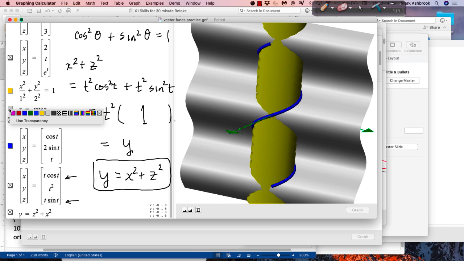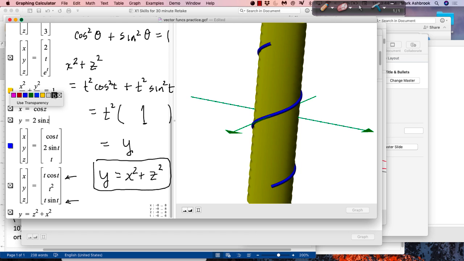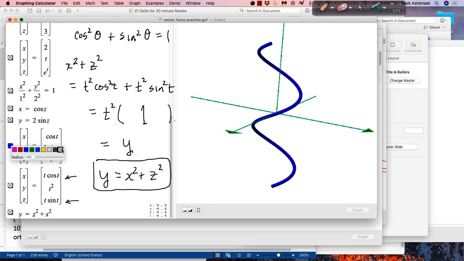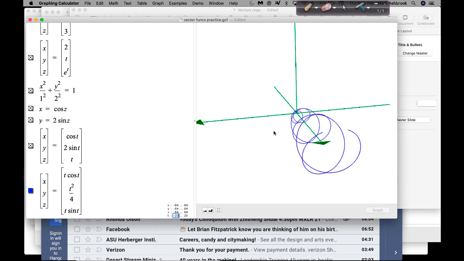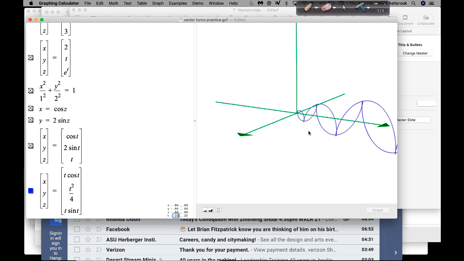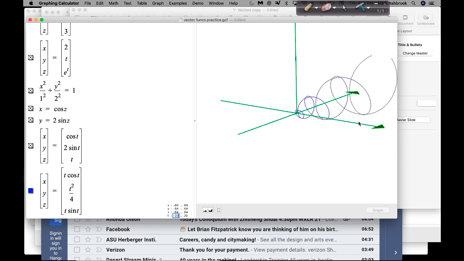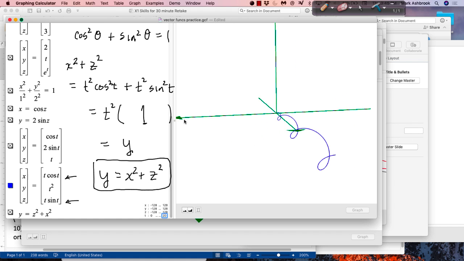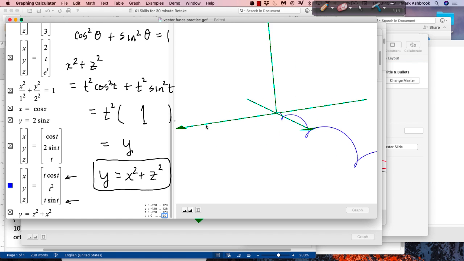Turn these off. So in doing these problems, going back and forth between surface and curve, this is an important technique. Using the Pythagorean identity to get rid of your t. So cosine squared plus sine squared goes away. Here we go. Let's see it. So it's like a corkscrew, but now this corkscrew lies on the paraboloid y equals x squared plus z squared. So it's bigger parabolically as you go out the y-axis.